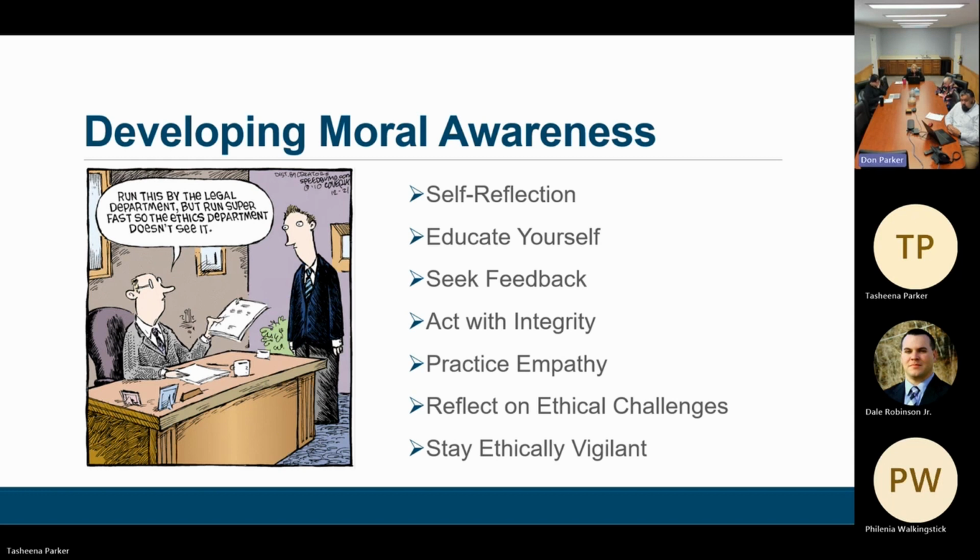7, stay ethically vigilant. Be proactive and vigilant in addressing ethical issues as they arise. Pay attention to the warning signs of unethical behavior in yourself and others, and take appropriate action to address them. Moral awareness is an ongoing process that requires self-reflection, learning, and growth. These steps, practiced consistently, will build your moral awareness and help you navigate ethical challenges more effectively.